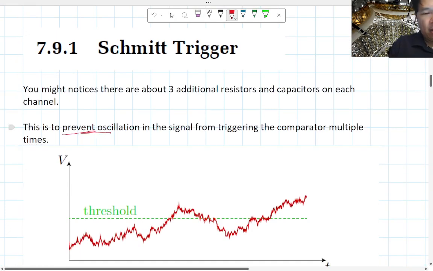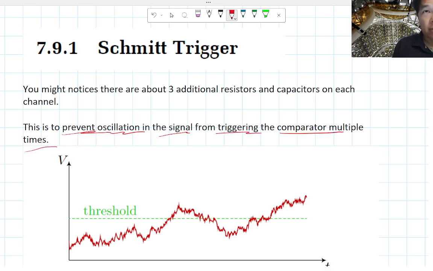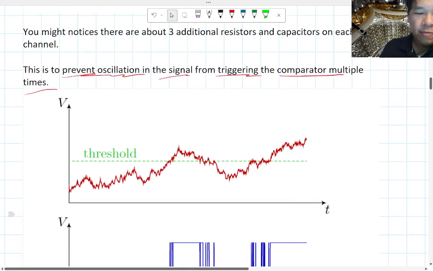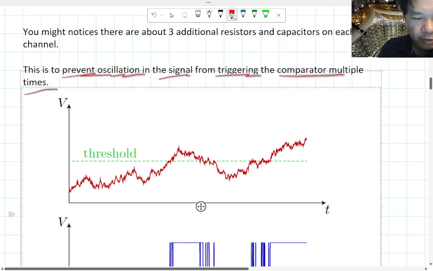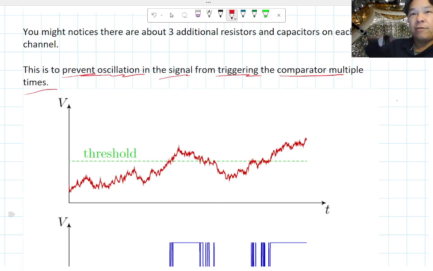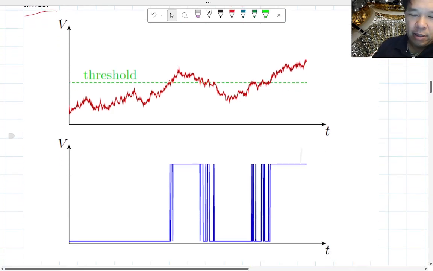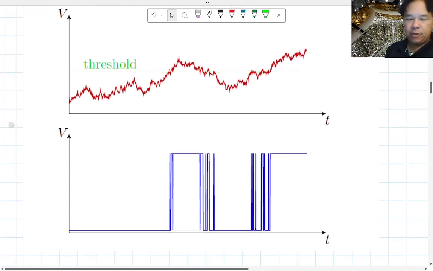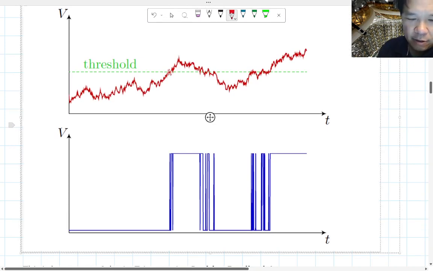This is to prevent oscillation of the signal from triggering the comparator multiple times. The method for doing this was devised by a guy whose last name was Schmidt, and that's why it's called a Schmidt trigger. The effect comes from the fact that your signal is not going to be exactly a straight line, so there's some little noise in it, right? And when this noise happens, it's going to cross that threshold like thousands of times, because there's some high frequency noise. Well, maybe not thousands, hundreds of times, okay?